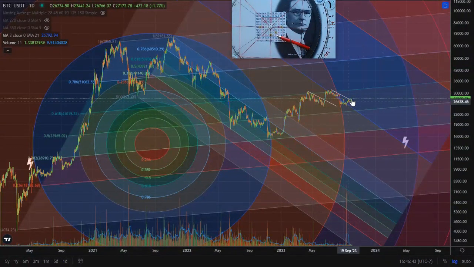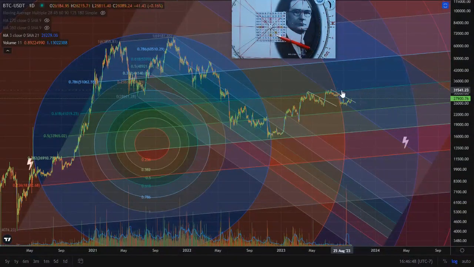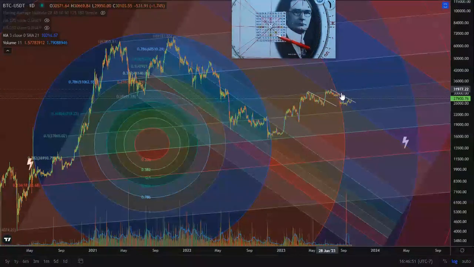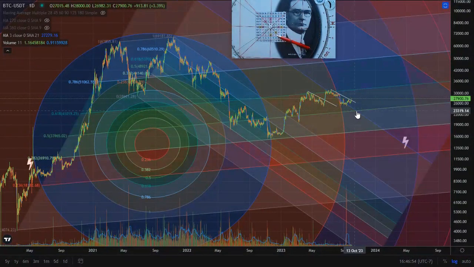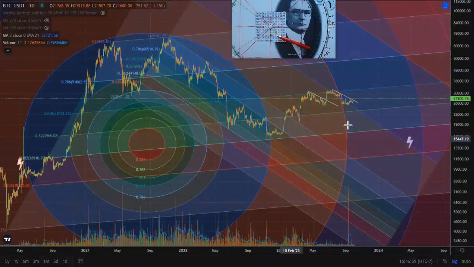If we get rejected here, if we get rejected in this area here, we're definitely coming back down, and we'll be moving back down, and it's possible and likely that this will be the area where we will suffer a great reaction.